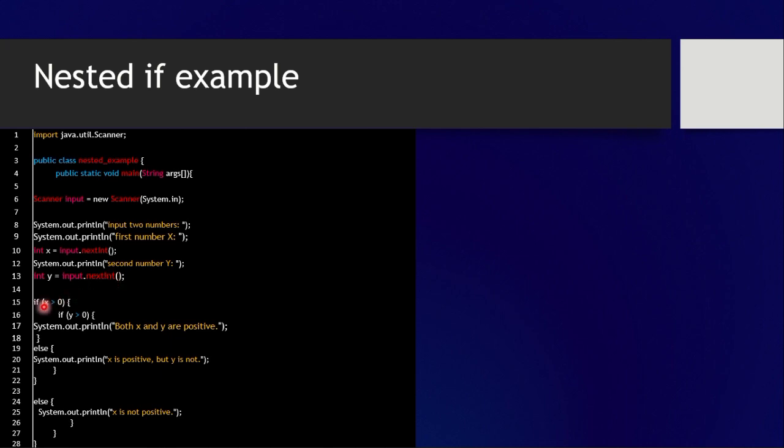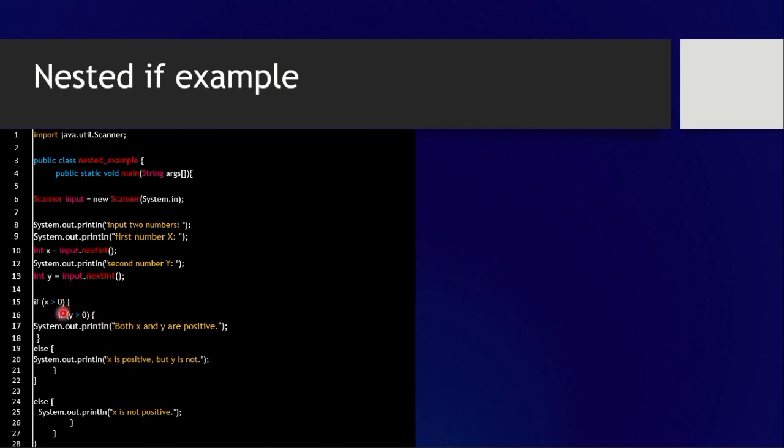Good. So if x is greater than 0, right? First condition, if x is greater than 0, open this bracket here. And then we say if y is also greater than 0, then you open this bracket. Your output is going to be both x and y are positive, right? We are still in this if statement, mind you. So we say if y is greater than 0, print out both x and y are positive, else system.out.println x is positive but y is not.